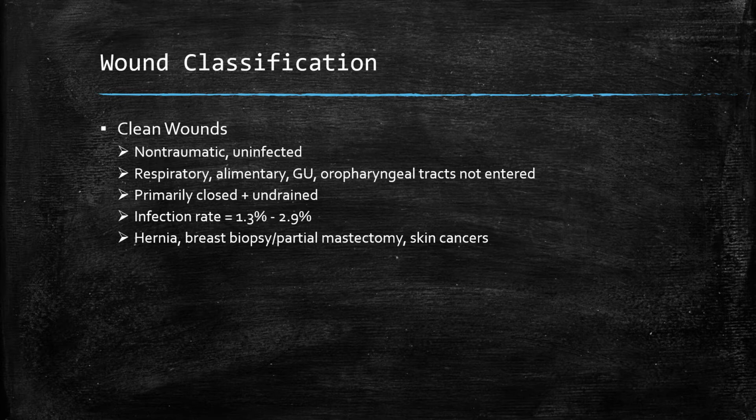For a wound to be considered clean, it must meet several criteria. The wound has to be non-traumatic in nature, and it can't be in an infected field. The respiratory, alimentary, GU, and oropharyngeal tracts can't be entered as well. Lastly, the wound must be primarily closed and left undrained. If these criteria are met, the infection rate is less than 3%. Some common examples on a surgery service include elective hernia repairs, breast biopsies, lumpectomies, and skin cancer excisions.